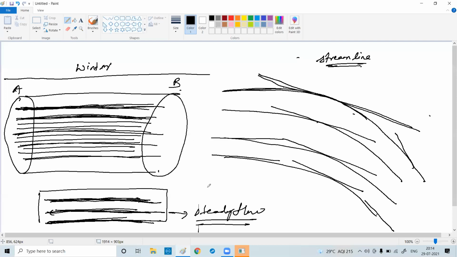Did you guys understand? The path where the flow lines are parallel to each other and moving with the same velocity. That means if I take a point here, a point here, a point here, this point is equal to this point, so each one is moving with a constant velocity.